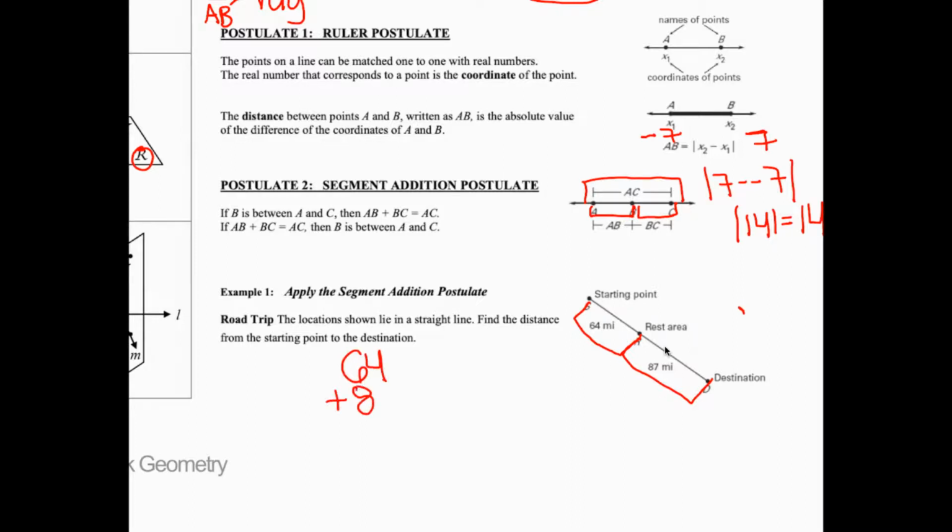So 64 plus 87. And if you go ahead and simplify that, that's going to be 151. And always use units, so it is miles. Awesome, so that is that whole page. So let's go ahead and turn the page.